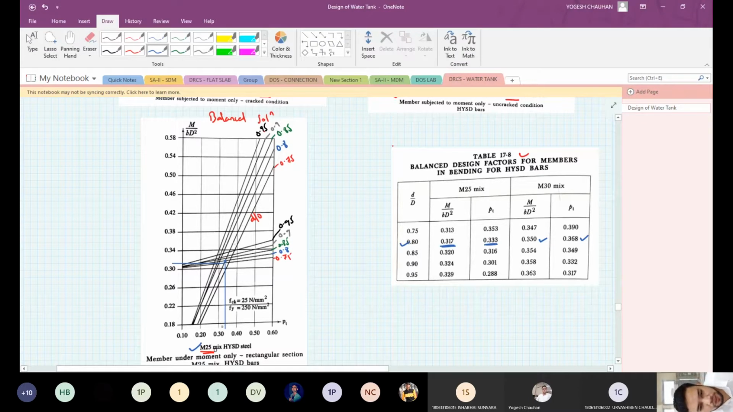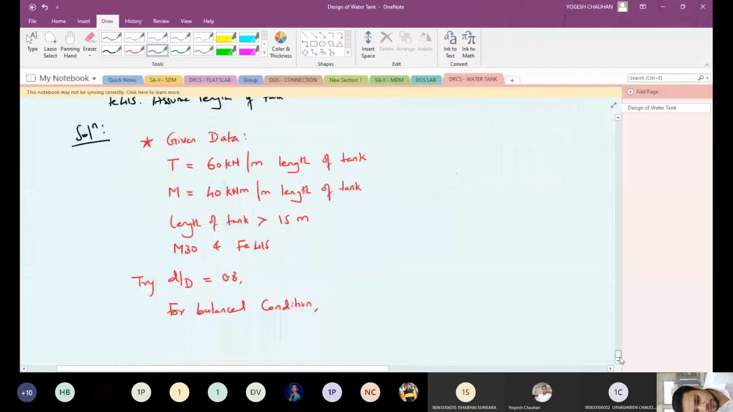You would find the similar chart for M30 grade in the material provided to you. In that you will get this value 0.35 and 0.365 for M30 grade, because ours is M30 grade and our assumed d by D ratio is 0.8. So this M by bd square ratio is 0.35.